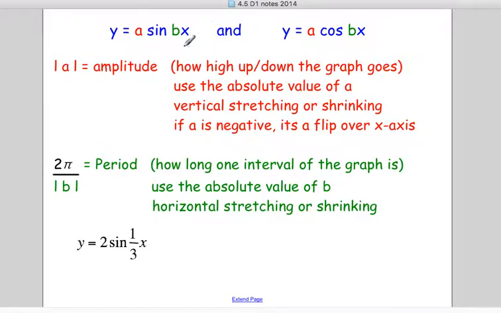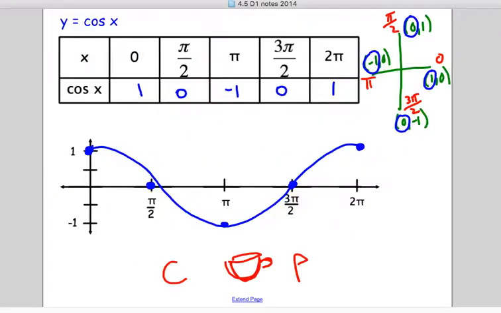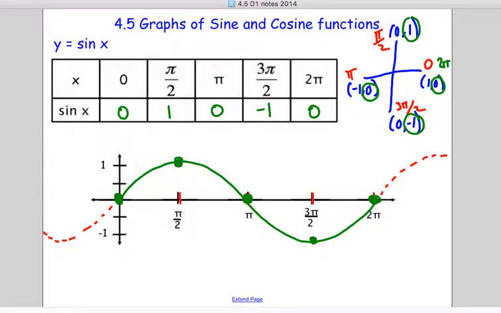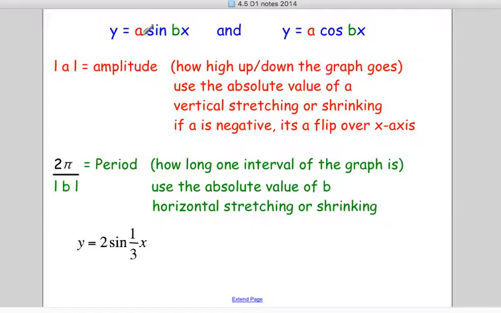Okay, now you're going to see some extra stuff with the formulas. Like we just did just plain sine x. Well, you might have some extra numbers in front here, and you might have some extra numbers in front of the x. If there's a number in the very front, that's responsible for the amplitude. The amplitude is how high up or how far down the graph goes. And this is going to be responsible for vertically stretching or shrinking. If you get a negative value for A, that's a flip over the x-axis. So we'll do an example of the amplitude in a minute here.